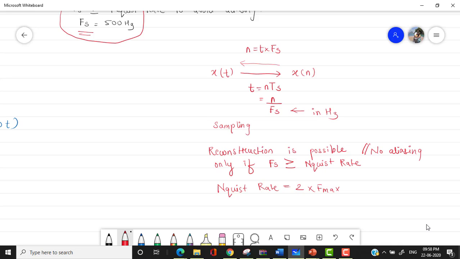I hope all the points are clear from this section of sampling, quantization, reconstruction and aliasing.